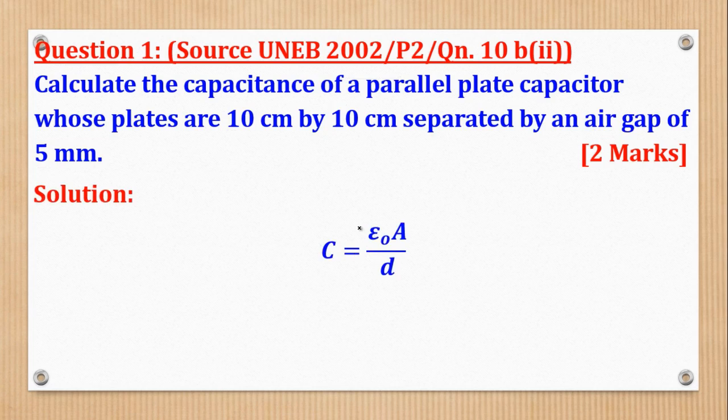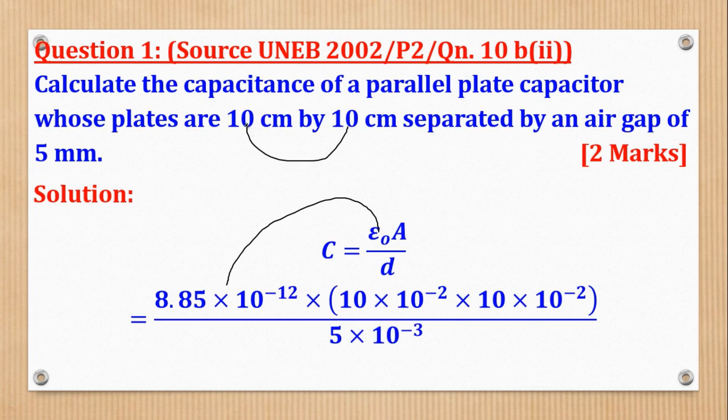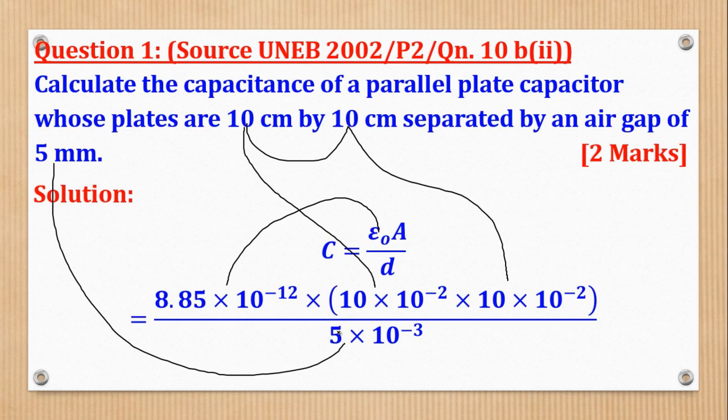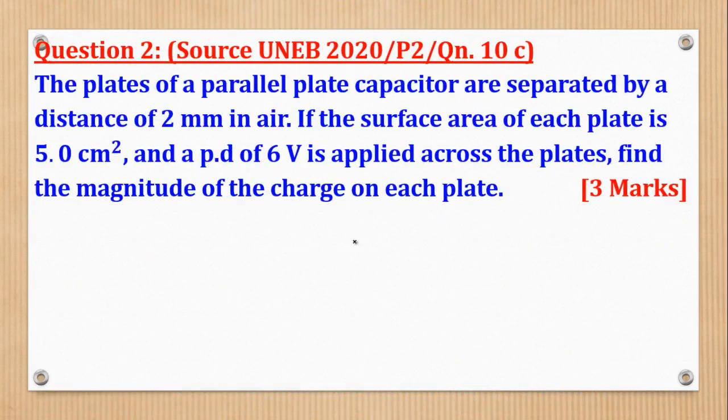The first thing to do is to quote the formula. Then you substitute. Like I said, this is a constant. Then this area will be given by this times this. But remember, area must be in meters squared. Therefore, convert this to meters to give you this, and convert this to meters to give you that. Also, the separation must be in meters, so convert it to meters to give you this. Then from there you can use the calculator to come up with the answer. This will be the capacitance in farad. So that was question 1.